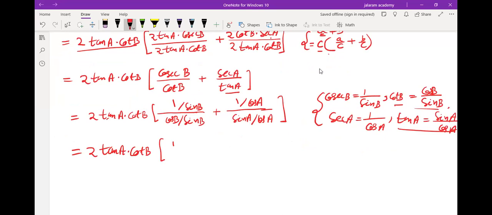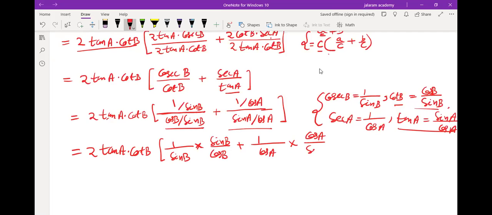Cot B into, this is now 1 by sine B into, when we divide a fraction by another fraction, the second fraction is taken as its reciprocal and they are multiplied. So 1 by sine B is the first fraction, and we have to divide by cos B by sine B. So first we convert it to multiply, then write the reciprocal of cos B by sine B, which is sine B by cos B. Plus again 1 upon cos A into this sine A by cos A becomes cos A by sine A.